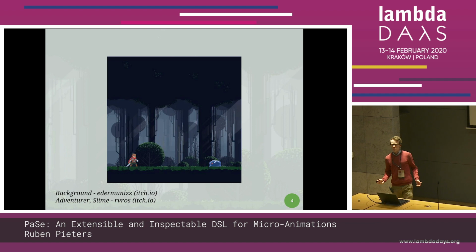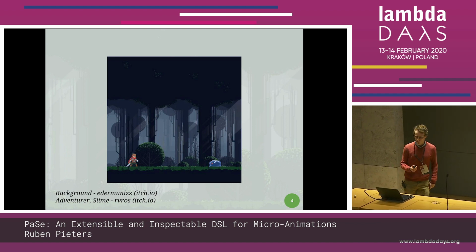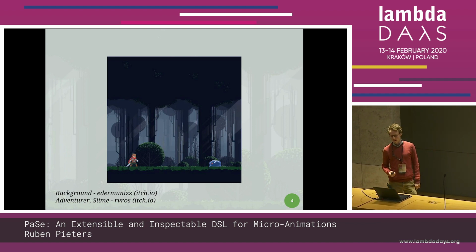The main running example that I will talk about in this presentation is the one that you can see here on the slide. It's just a small demo application where we have a player character which has a move and attack animation, and we have a background with a scrolling parallax animation.